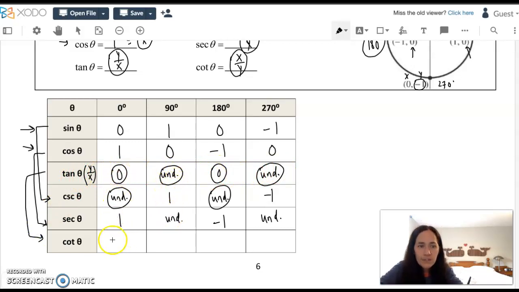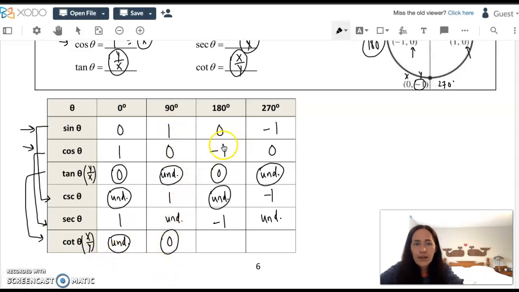So reciprocal of 0 brings 0 to the bottom, you are undefined. For cotangent of 90, you're flipping undefined. Really, cotangent is always x over y, if that helps. So you're putting the cosine over the sine. 0 over 1 brings you back to 0 for that answer.